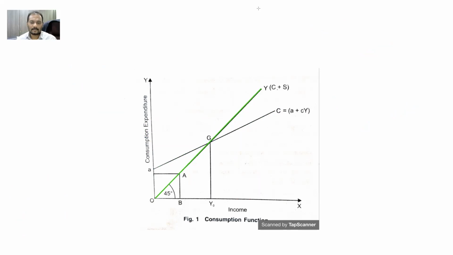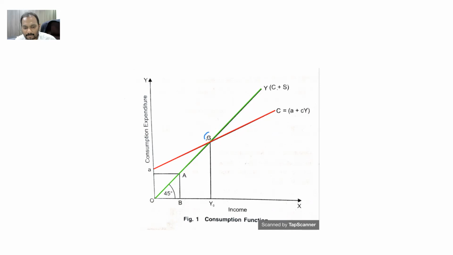What is the consumption line? Is it positively sloped? Yes, sir. Is this your consumption line? Yes, sir. Red is what? Consumption line. Green is? Income line.